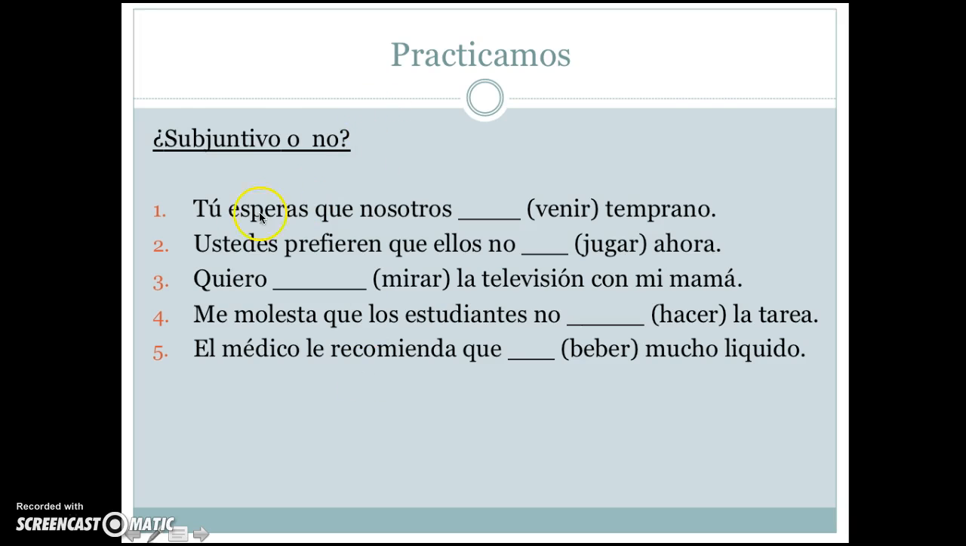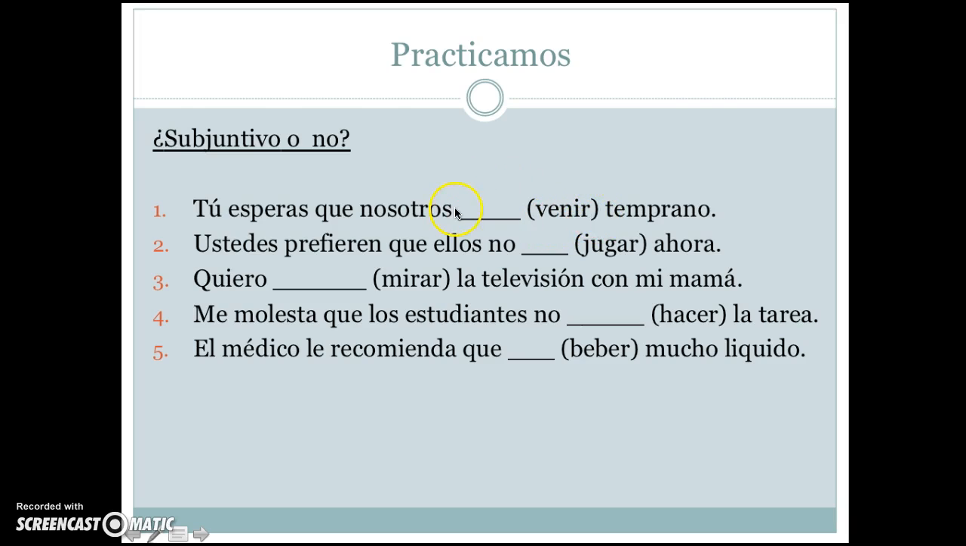So let's practice real quick with these. Tú esperas que nosotros blank temprano. You hope that we come early. So are we going to use the subjunctive here? You're doing the wanting, that nosotros come early. Therefore, we do have two different clauses with two different subjects. Just because you want us to come early doesn't mean that we will. We do use the subjunctive. El verbo venir en el subjuntivo. Well, first you go to the yo present tense form. Yo vengo. Add the opposite ending.